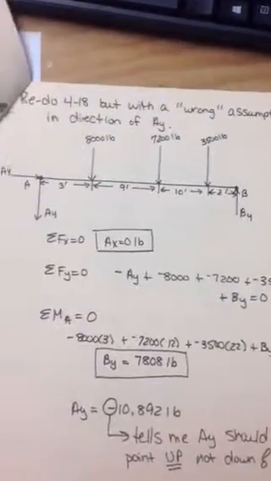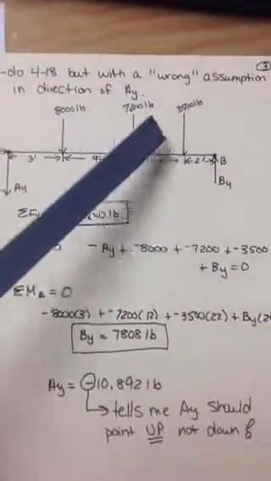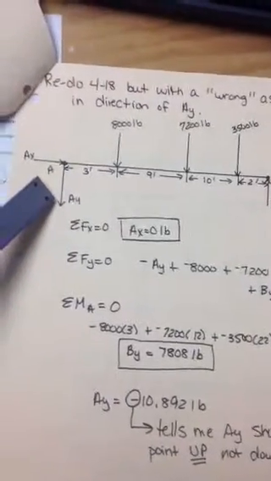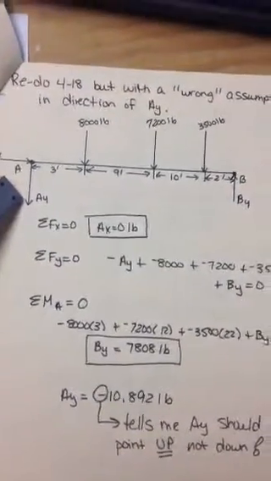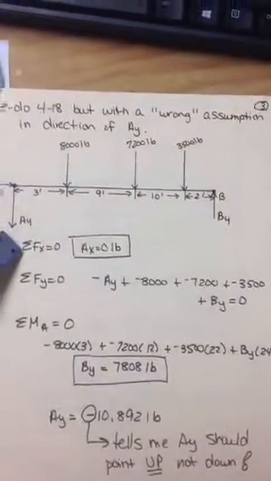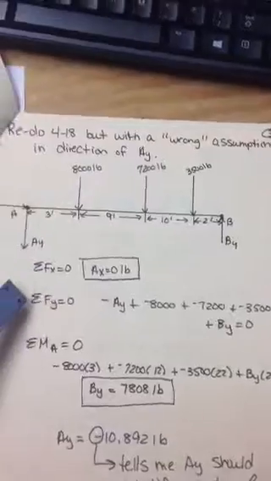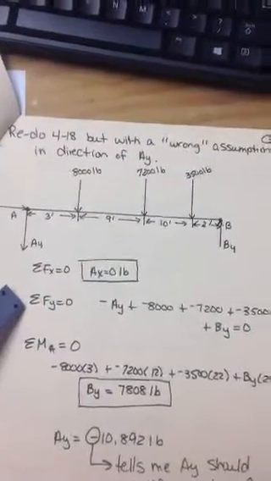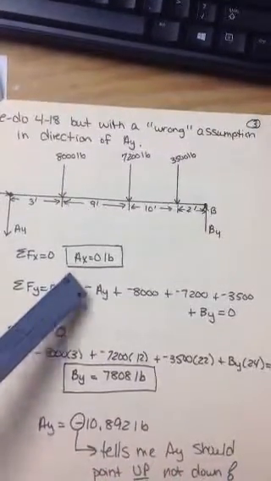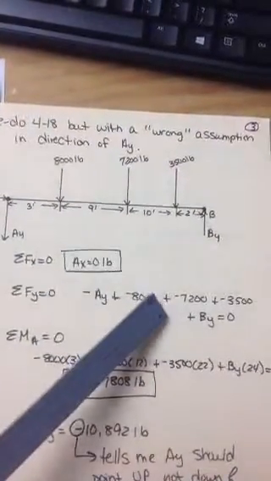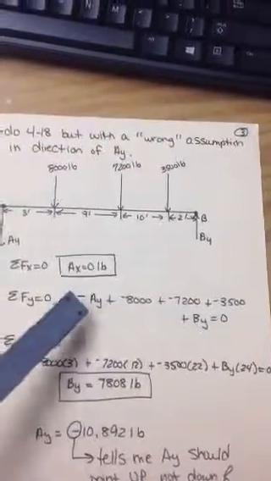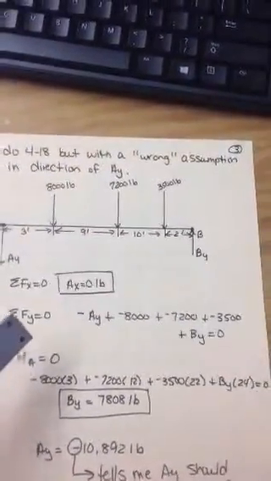So I'm going to assume here everything else is the same, except I've said that A of y points down, which we know isn't right, but I'm going to go ahead and make the assumption that it does. Sum of the forces in the x is 0. Okay, we're going to write our equations as sum of the forces in the y. So I've got A of y pointing down. It's negative. 8,000 is negative. 7,200 is negative. 3,500 is negative, and B of y is positive. Can't solve that, so I need to take a moment.